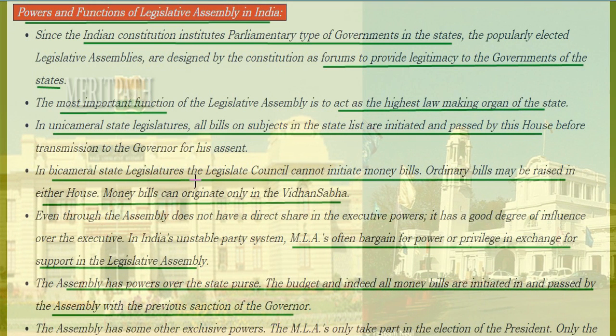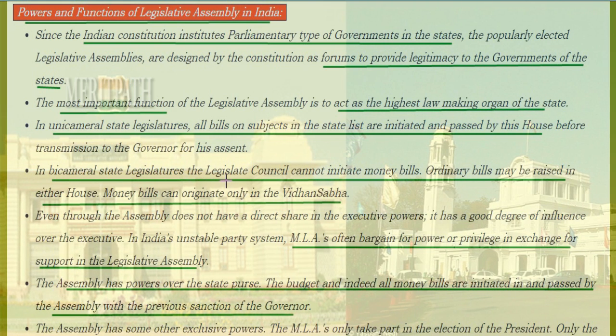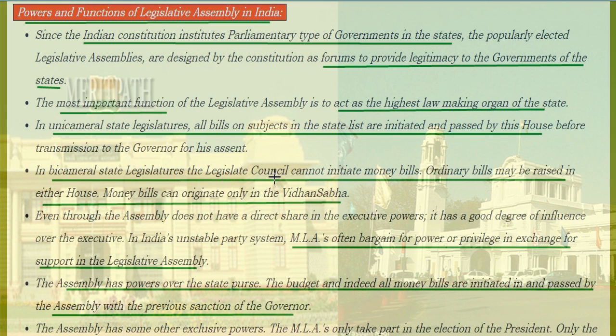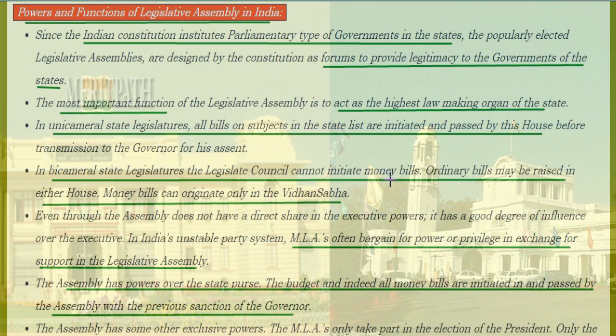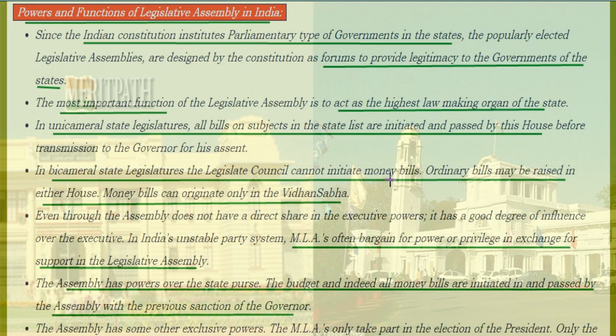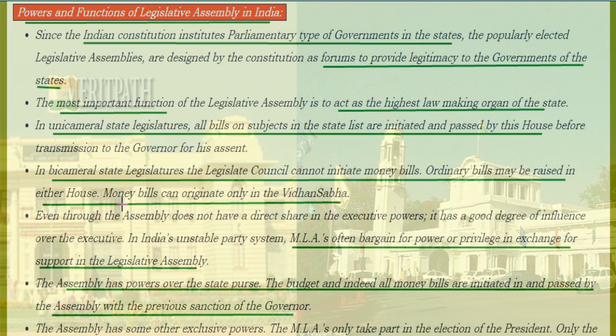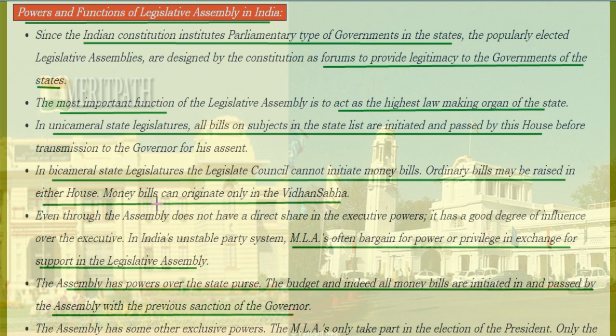That means the MLAs who have been elected should be good, they should be sincere, and they should provide good ruling. They should be capable of ruling their particular constituency, and they should provide legitimacy to the government of the state because they are answerable to the government of the state.